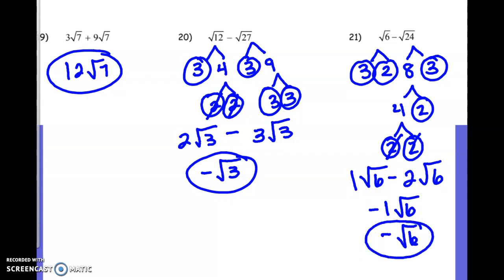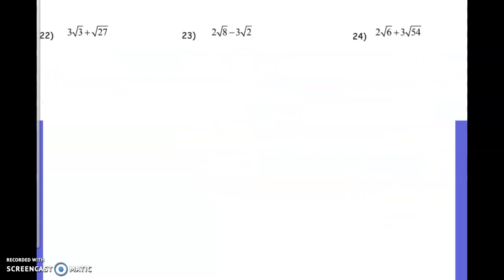Okay, all right, so go ahead and continue trying them, and I will put the answers up. Okay, we have a lot of examples here. So again, go back for the detailed explanation. You can go to the key, but you should have 6 radical 3, radical 2, 11 radical 6.